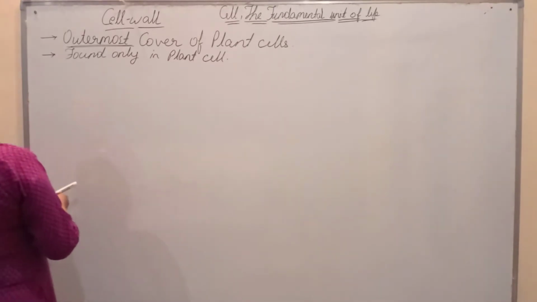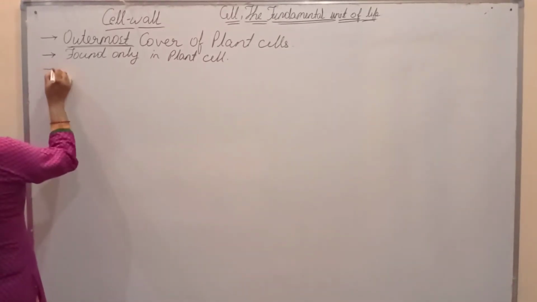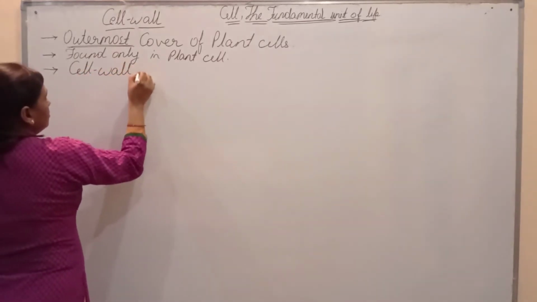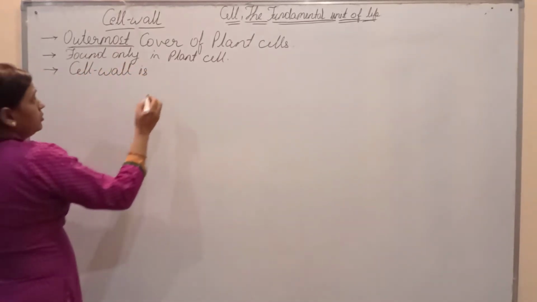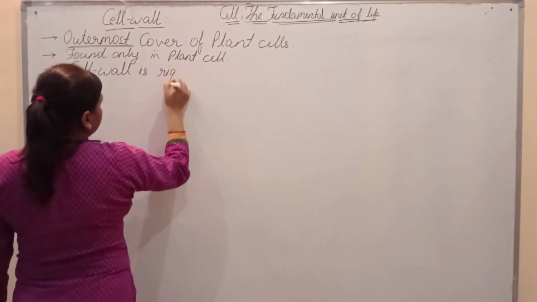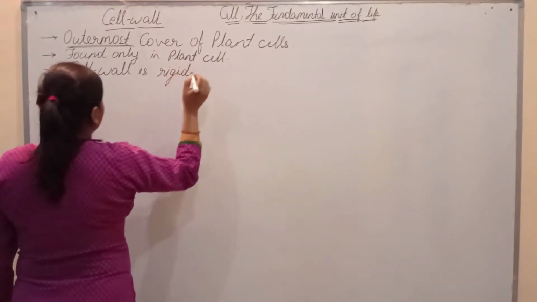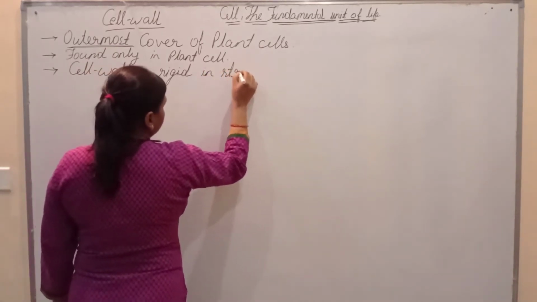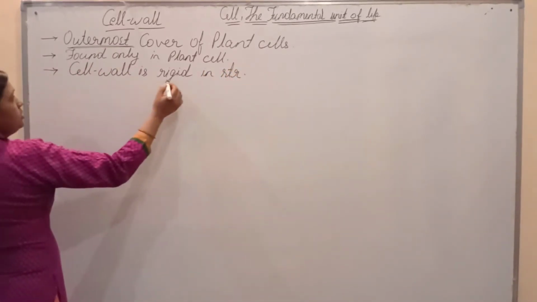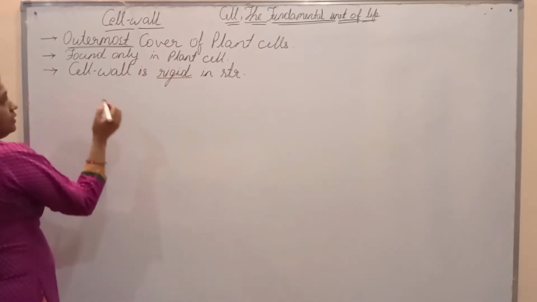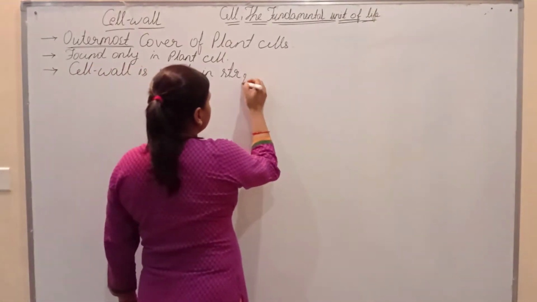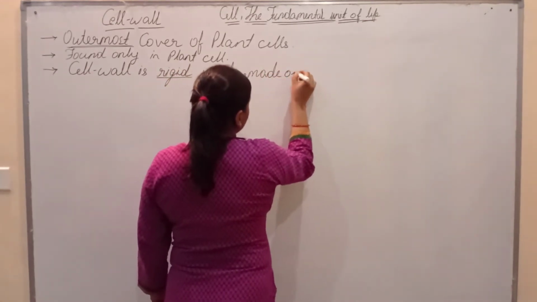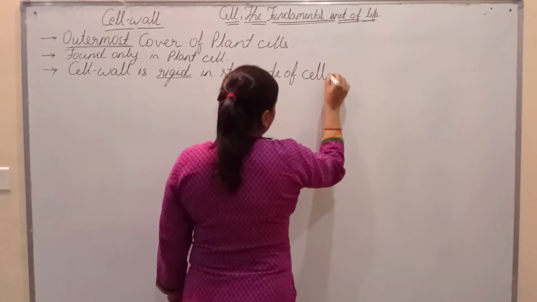Next, cell wall of plant cell is rigid in structure. Rigid means hard and it is made up of cellulose. What is cellulose?